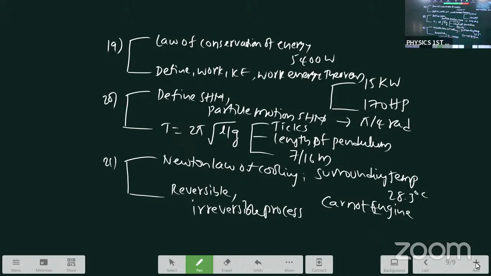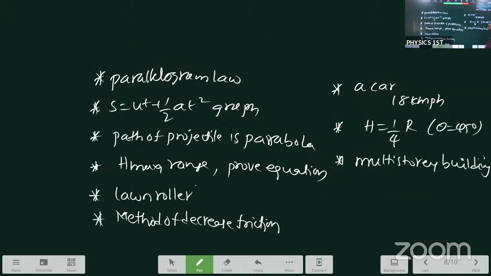These are the LAQs, and up to now we have finished the SAQs. Parallelogram law, S equals ut plus half at square, maximum height range, lawn roller, method of decreasing friction, and right side problems. From this, 3 are coming. Now listen.